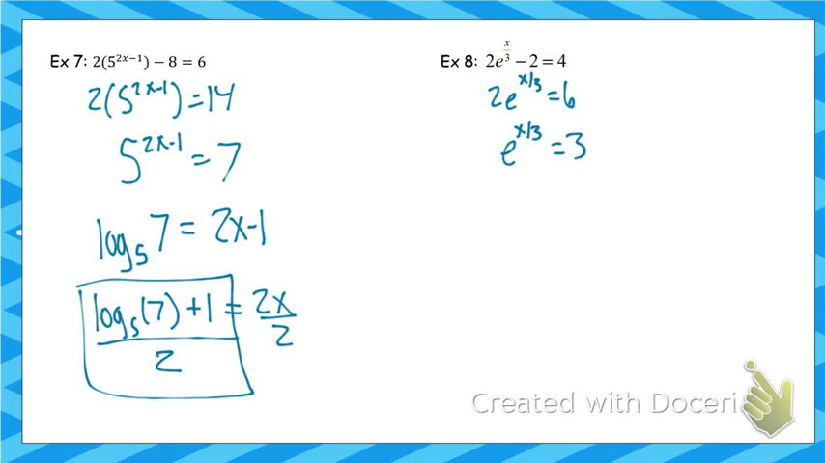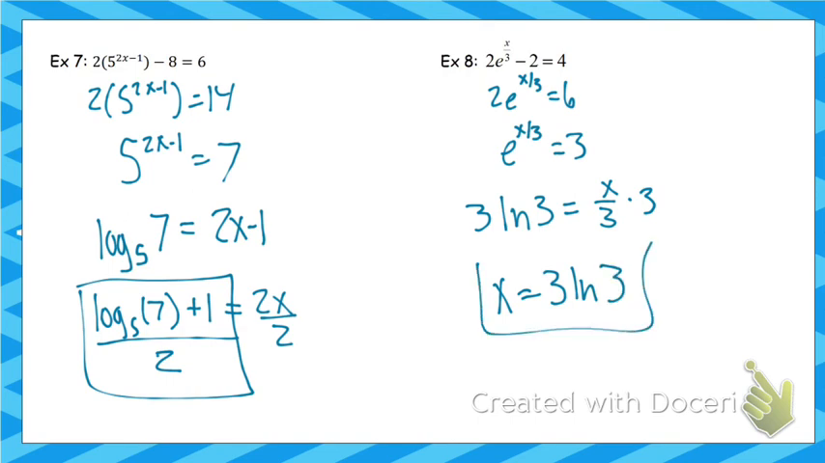Now I can rewrite this as a log. So log base e of 3 equals x over 3. Or again, remember, log base e is the same thing as ln. Now your last step to get x by itself is to multiply both sides by 3. So 3 times the natural log of 3 is your final answer.